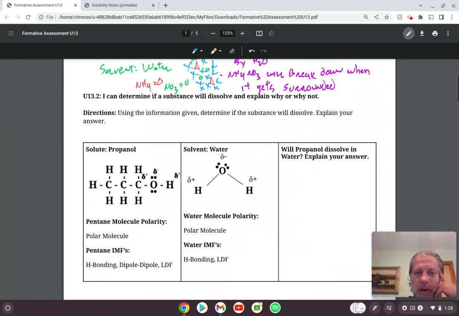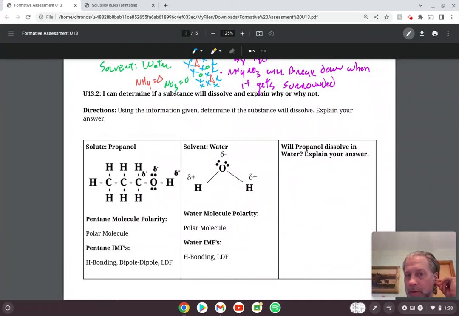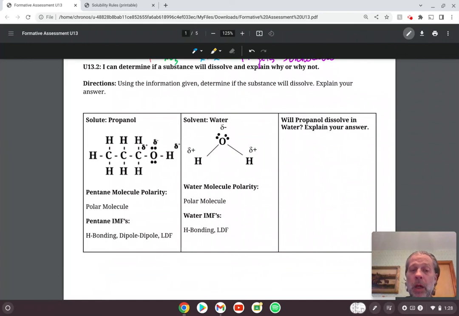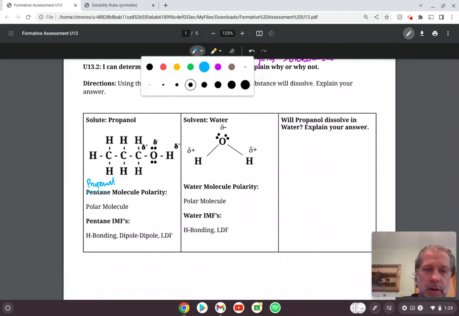The next one we're going to talk about is that you can determine if a substance will dissolve and explain why or not. In this case, we have propanol and we have water. Propanol, pentane is a, it's propanol, not pentane. Oops. Propanol is a polar molecule, which has hydrogen bonding and dipole-dipole interactions, and it also has London dispersion forces. Your hydrogen bonding is right there, and your dipole-dipole is right there.